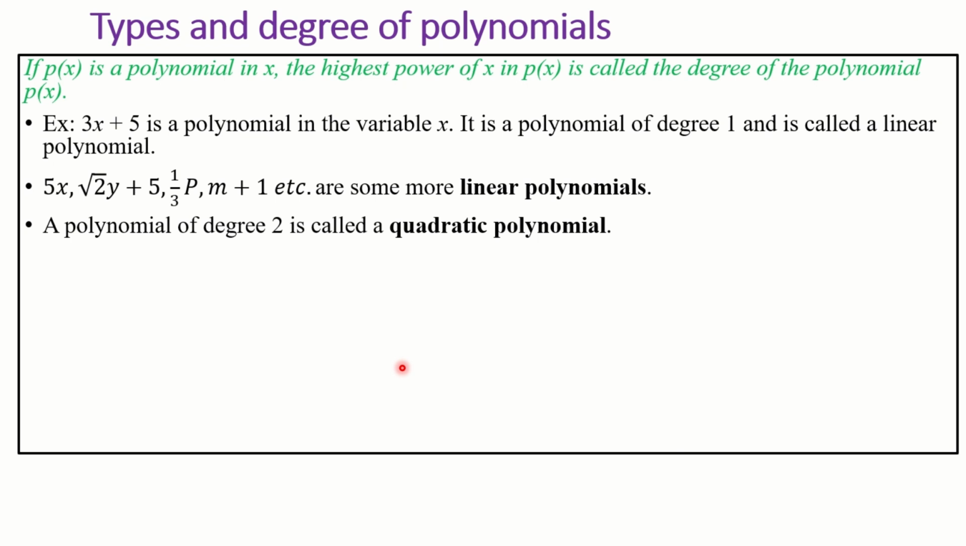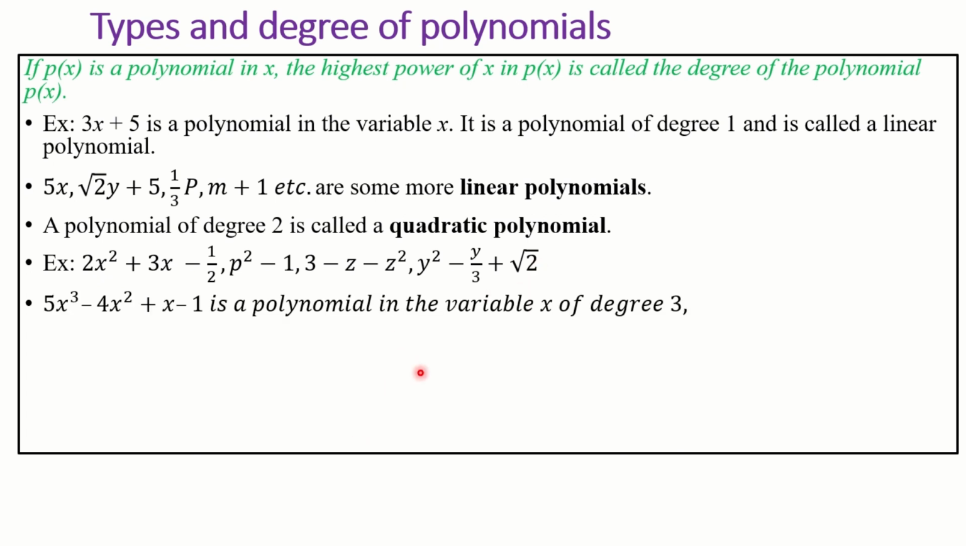A polynomial of degree 2 is called a quadratic polynomial. Examples are 2x square plus 3x minus half, p square minus 1. You may or may not have the x term in this. The highest power is always 2. After that, you may or may not have other terms. Now, a polynomial of power 3, that is degree 3, is called a cubic polynomial. So 5x cube minus 4x square plus x minus 1 is a cubic polynomial.